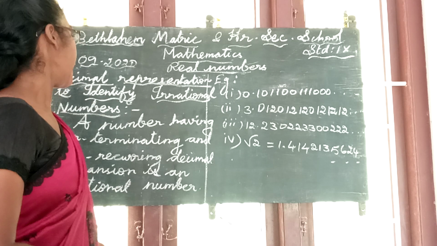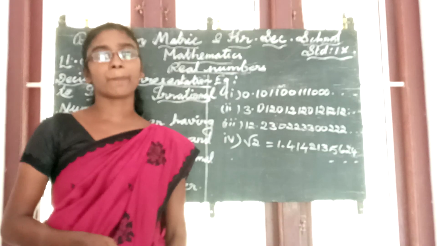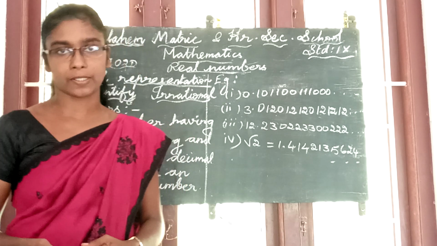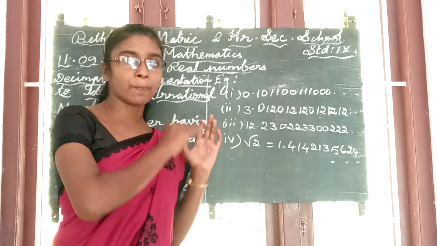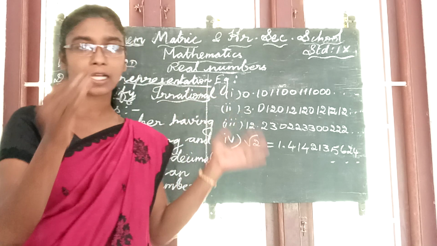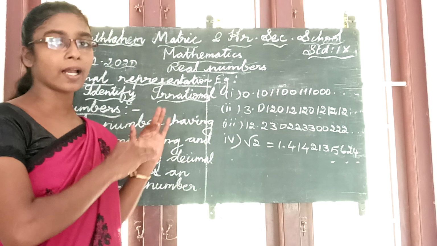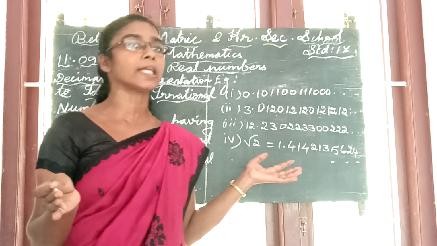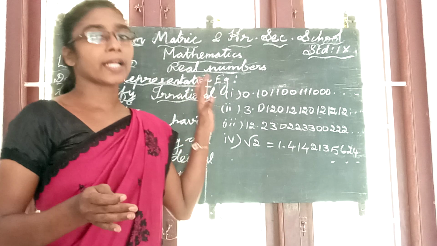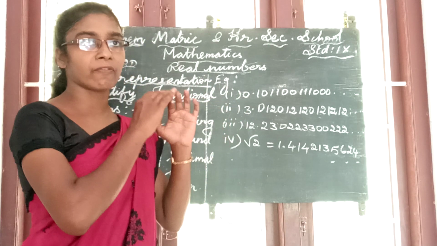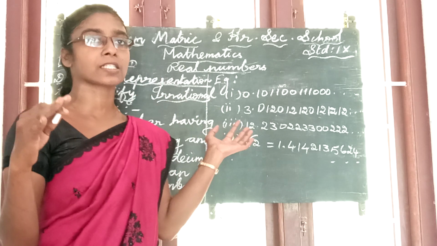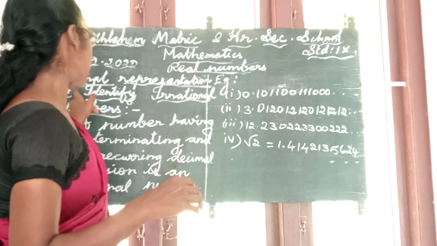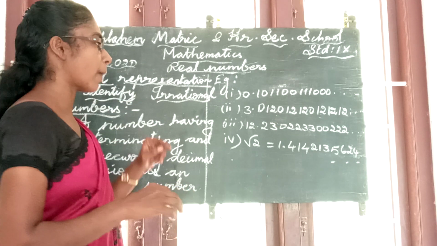What are irrational numbers? First, I taught rational numbers. Rational numbers and irrational numbers together are called real numbers. Real numbers have two parts: rational and irrational.